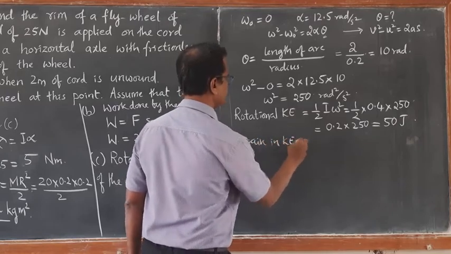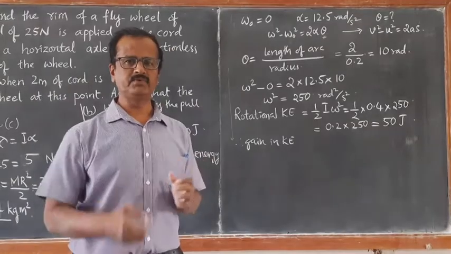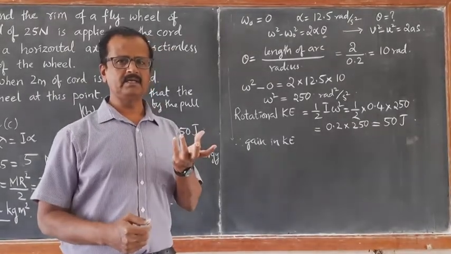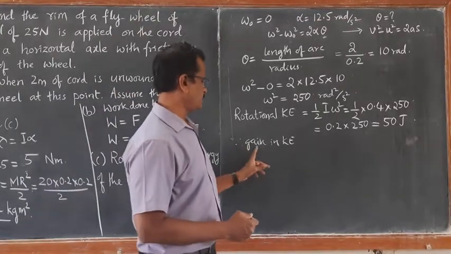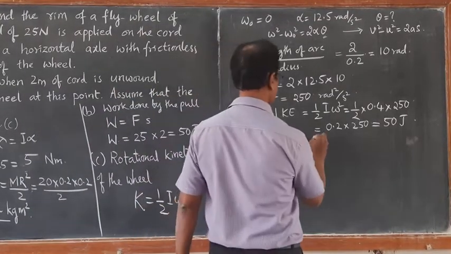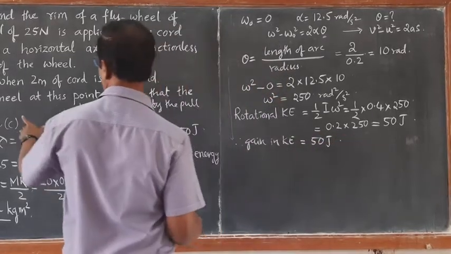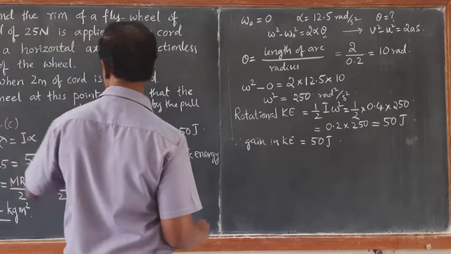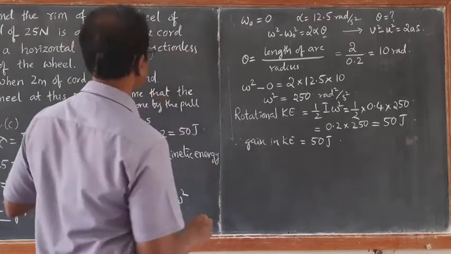This is a gain because initially the wheel was at rest. Before pulling the cord, the flywheel, the ring, was at rest. Therefore, the gain in kinetic energy is given by 50 joules. Now the last question is to compare the parts B and C. That is question number D. This is part C.